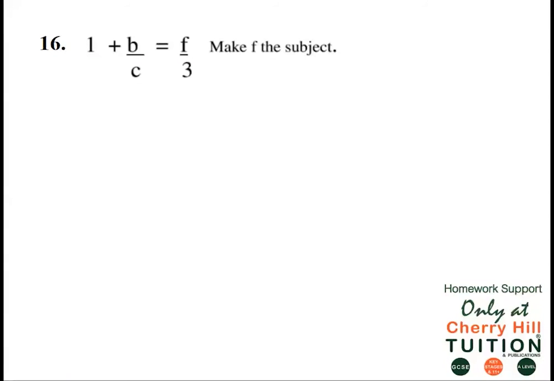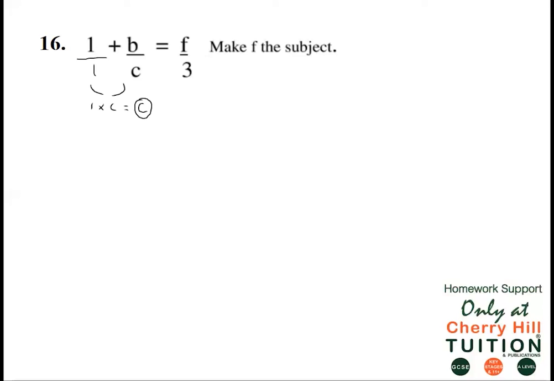Okay, so what we need to do is simplify these fractions and then somehow make f the subject. So we have 1 over 1, that's what we can treat this as, plus b over c is equal to f over 3. So let's simplify the left-hand side of the equation first. Like I said, when we have algebraic fractions, we can just multiply the denominators to get our desired denominator.